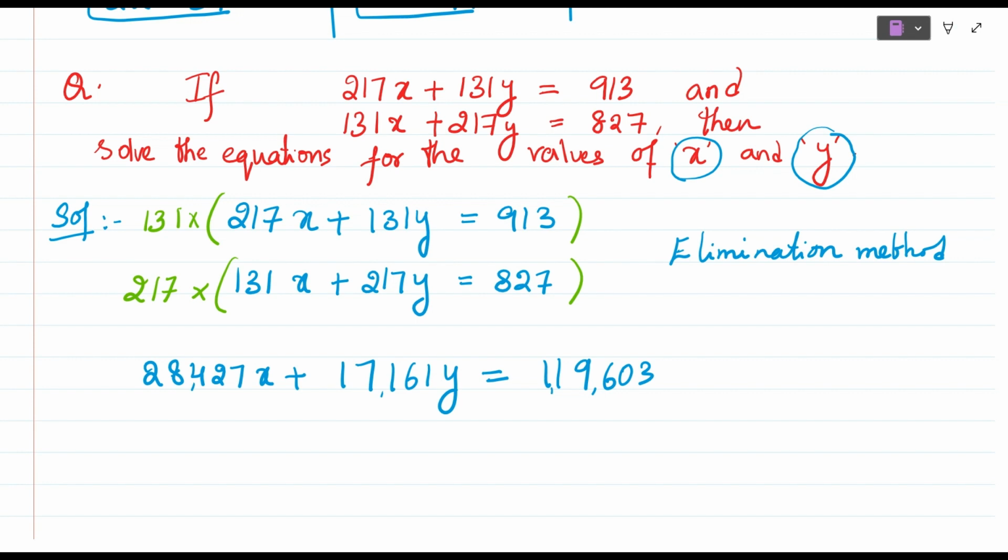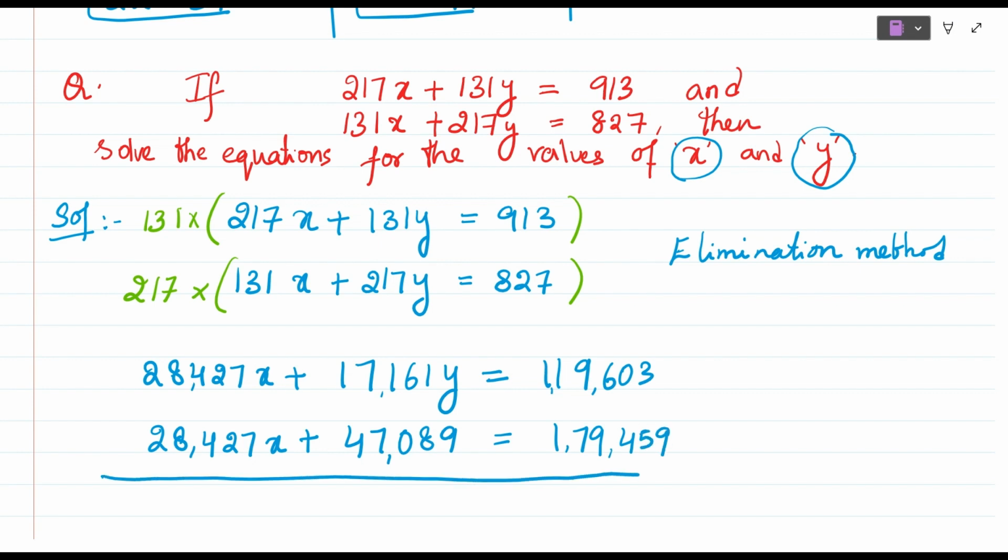Clear, students? Now, next equation, we are going to multiply 217 into 131. This gives the same result, that is 28,427x plus 217 into 217. Okay. This gives the result as 47,089. Clear? That is equal to, now what we have to do? 217 into 827. This gives the result as 1,79,459. Okay.